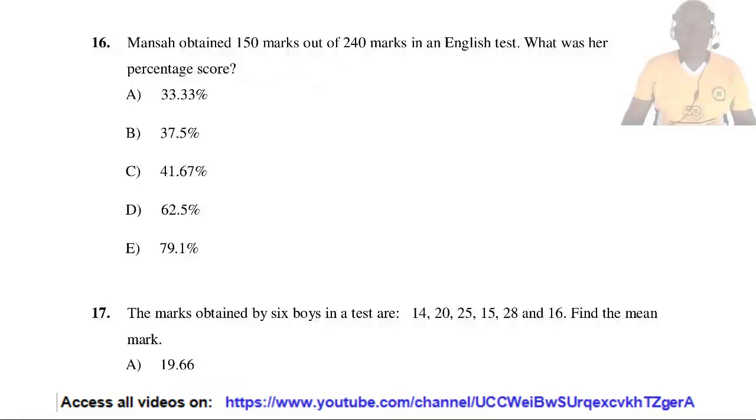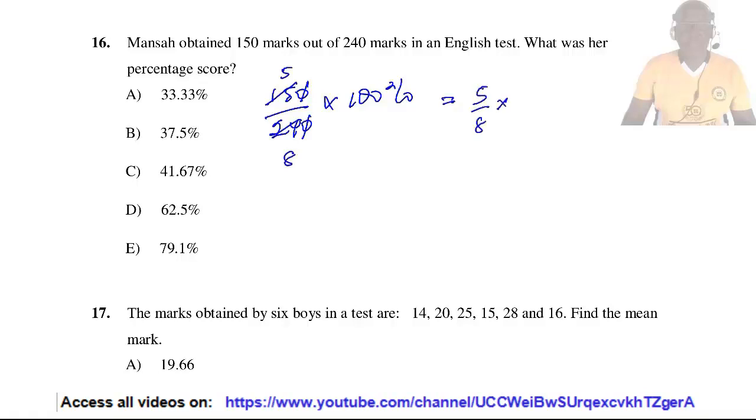Question 16. Mansa obtained 150 marks out of 240 marks in an English test. What was her percentage score? The percentage score is going to be equal to 150 divided by 240 times 100%. 0 will cancel 0. 3 goes into 15, 5, 3 goes into 24, 8. So 5 over 8 times 100%, or 500% divided by 8.